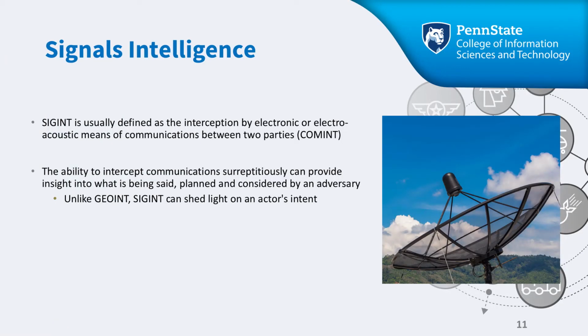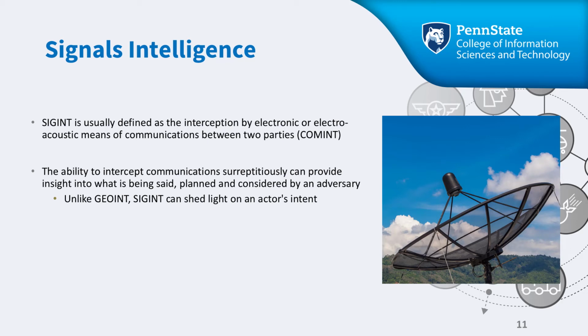The second major discipline of intelligence collection is called signals intelligence, usually defined as the interception by electronic or electroacoustic means of communications between 2 parties. It used to be called communications intelligence, COMINT. Note that 2 parties don't need to be 2 human beings. They usually are 2 human beings, especially in the counterterrorism context. But communications can be communications between a satellite tracking station and a satellite, communications between a missile control center and a missile, and so on. Communication between two computers.